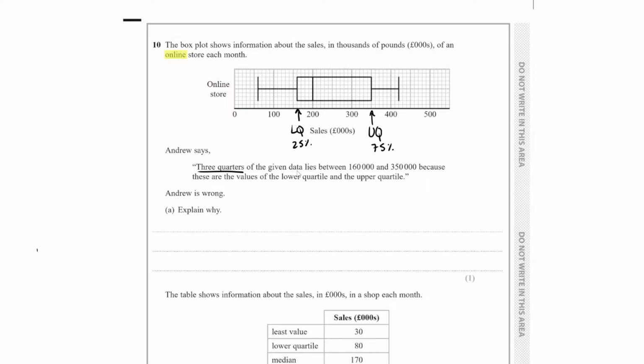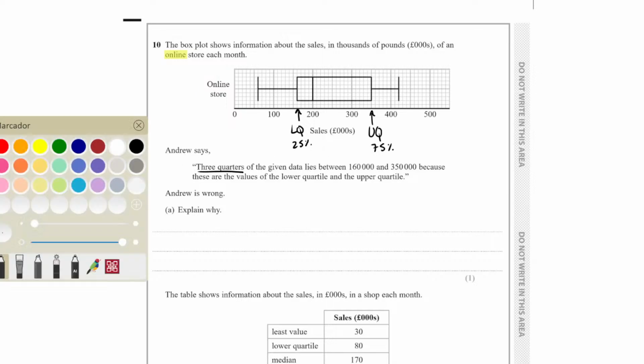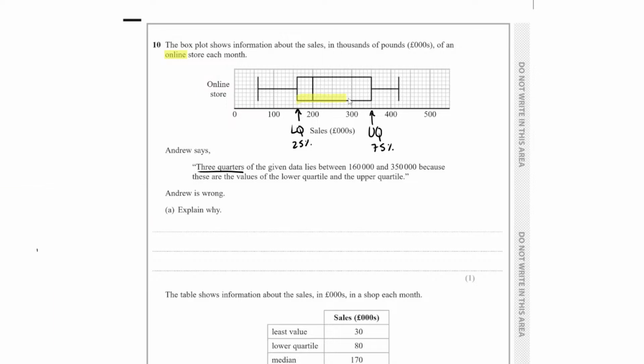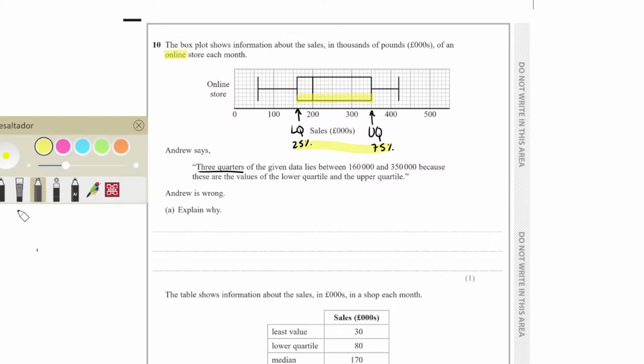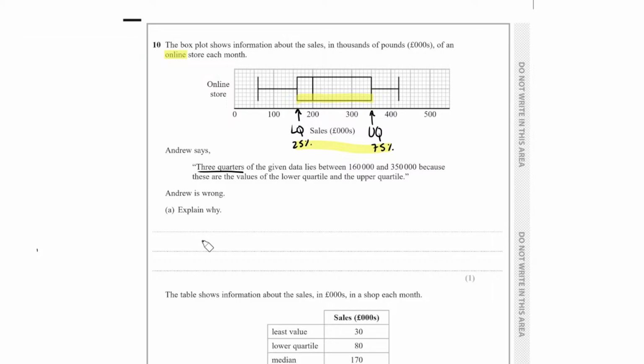So they've said lies between the upper and lower quartile. Well, that's the interquartile range, isn't it? Now the range is therefore between this bit, which is therefore between 25 and 75%. Well, that would be 50%, wouldn't it? That's not 75%, that's not 3/4. So that's why Andrew is wrong.